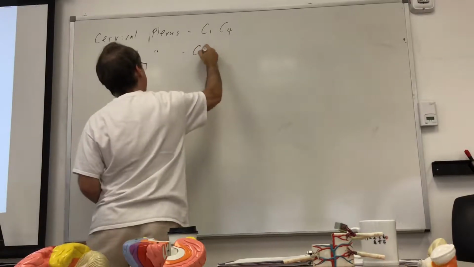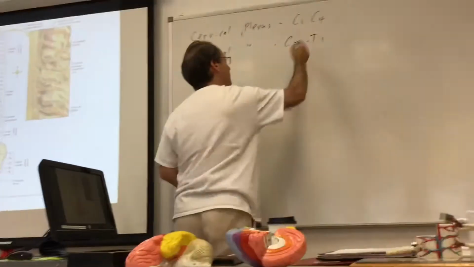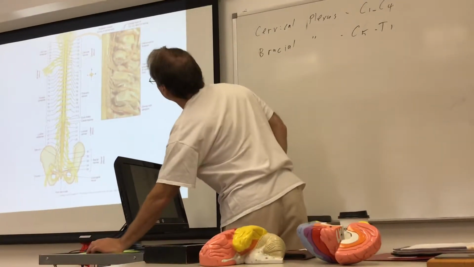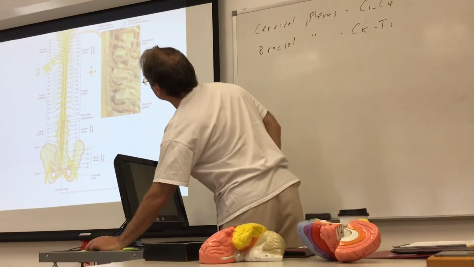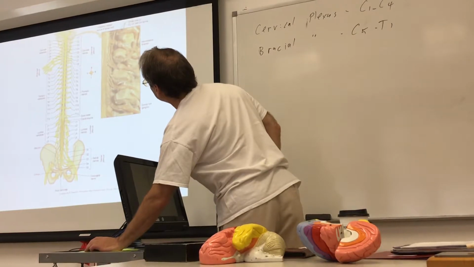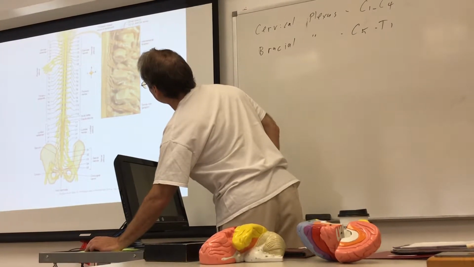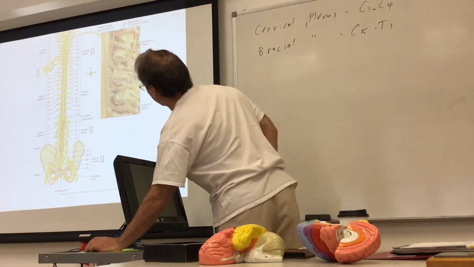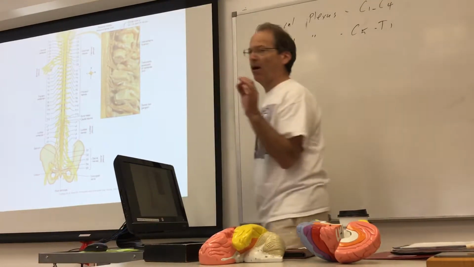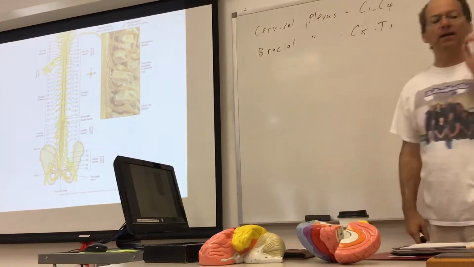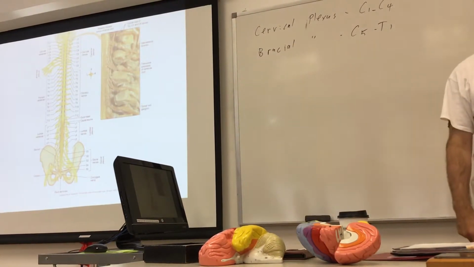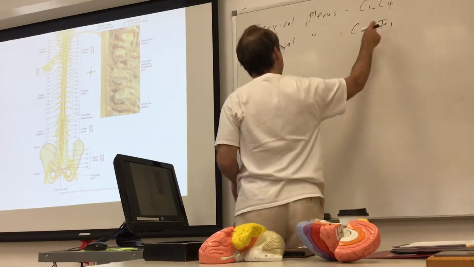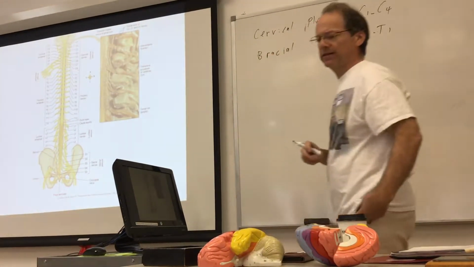Your brachial plexus goes from C5 to T1, depending on the books you read. So cervical 5 to T1 is going to be these bad boys right here, and this is your brachial plexus right here. This one is really important for us as massage therapists because the brachial plexus gets caught between the scalenes, and that causes a lot of problems.